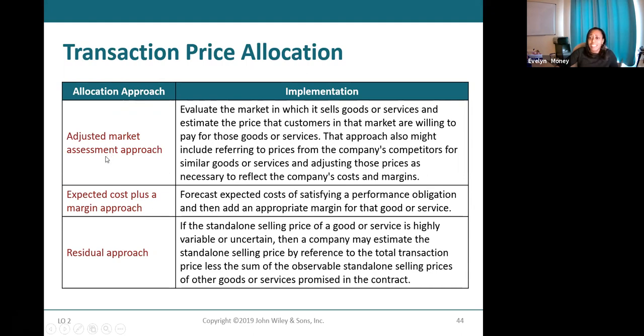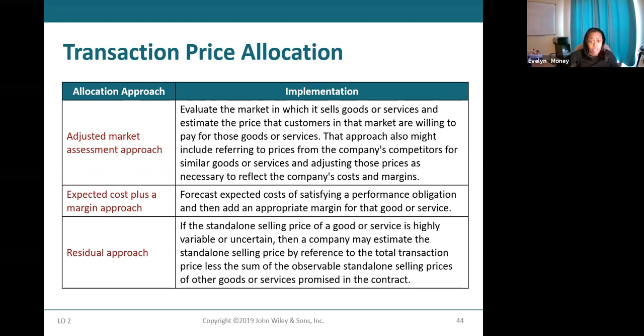There's the adjusted market assessment approach. We can look at other companies that may sell products that are similar to what we have, or if there are other products in the market that are similar, then we can look at that and maybe adjust up or down based on the needs of our own company.